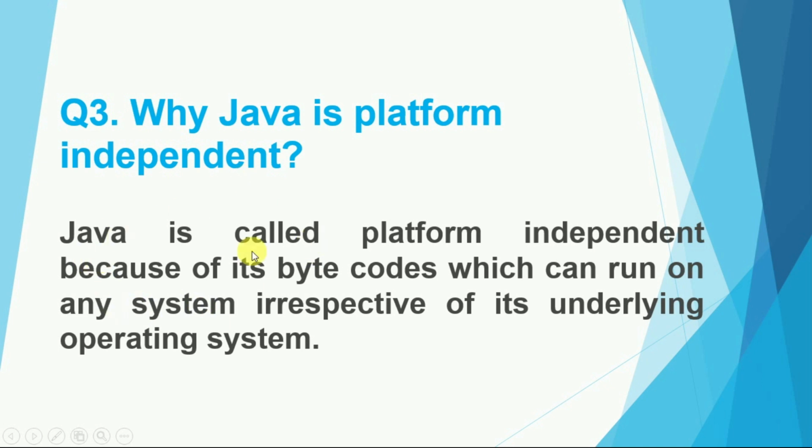So we first write the Java code and execute it. The bytecode of that particular Java program can then run on any system, irrespective of its underlying operating system, by using the JVM. So the JVM helps us to run our Java program anywhere. Okay, I hope you understood.